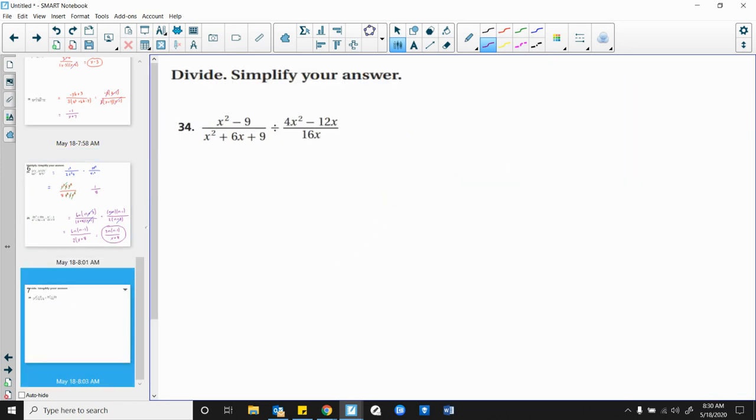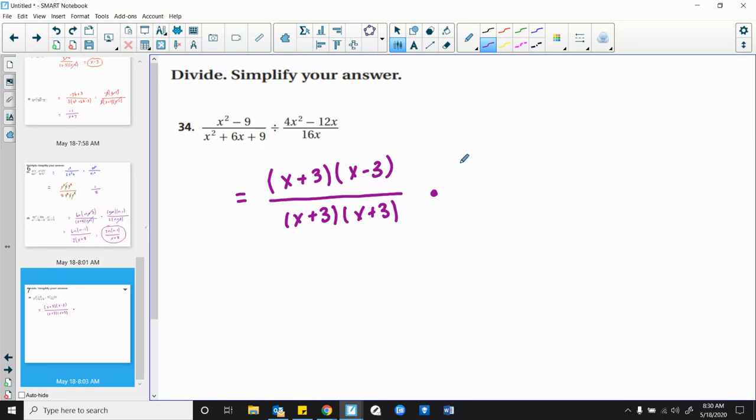And last one here is a division problem. So we do the keep, change, flip method. I'm going to go ahead and do that first. Actually, I'm going to factor this while I'm working through it. So the left side stays the same, keep. Okay, so in this case, it's going to be a difference of squares. So x plus 3, x minus 3, over. What multiplies to give me 9 that adds to give me 6 is going to be x plus 3 and x plus 3. Now it's changed, so I change the division to multiplication, and I flip.